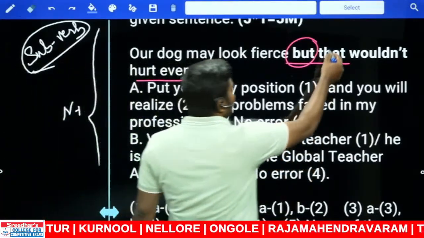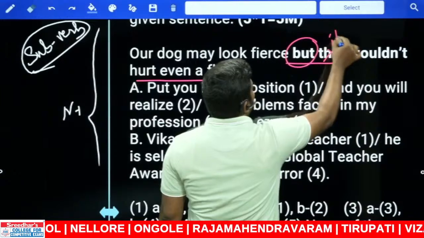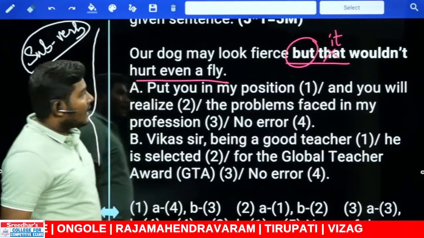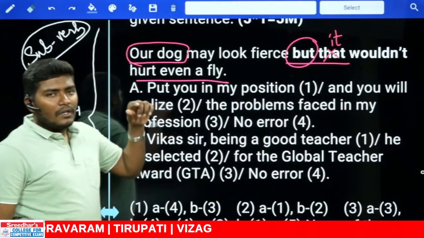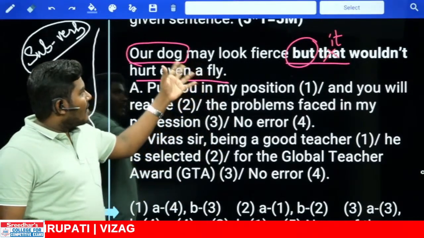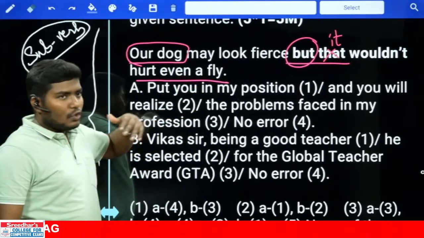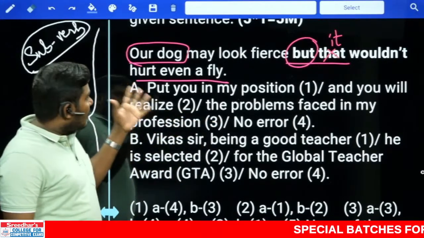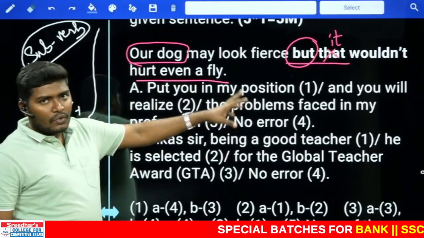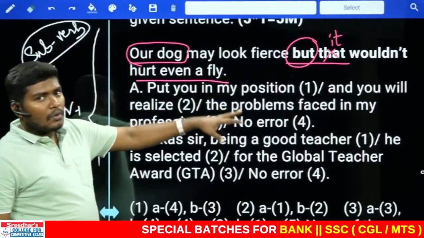Remember, we cannot use the word "that" here. The correct word should be "it wouldn't hurt a fly." "It" refers to our dog. We cannot use the word "that" as a determiner, because we already have a clear reference. When we don't know, or are referring to it for the first time, we mention "that dog," but here we are already mentioning our dog, which should be referred to as "it." So that must be a pronoun-based rule.